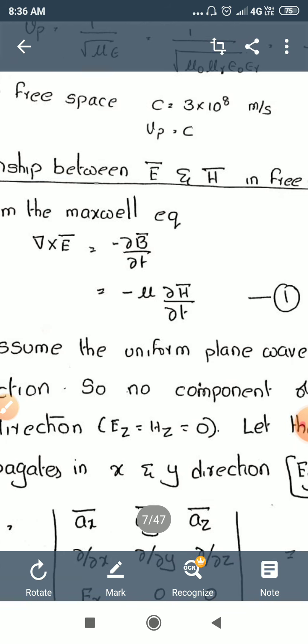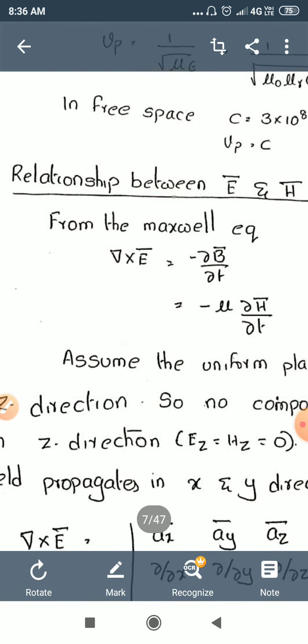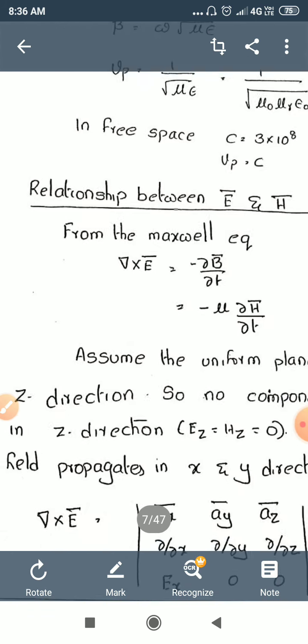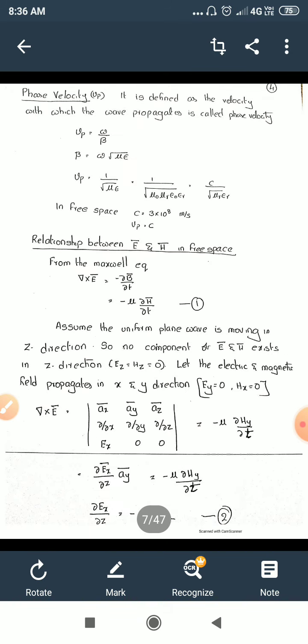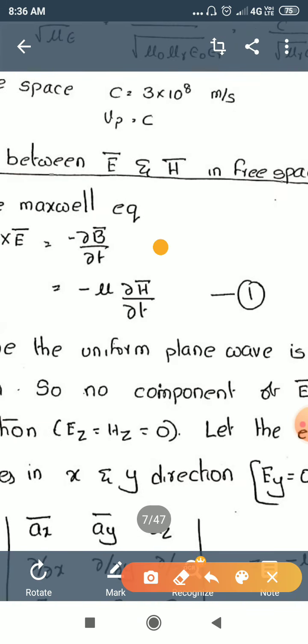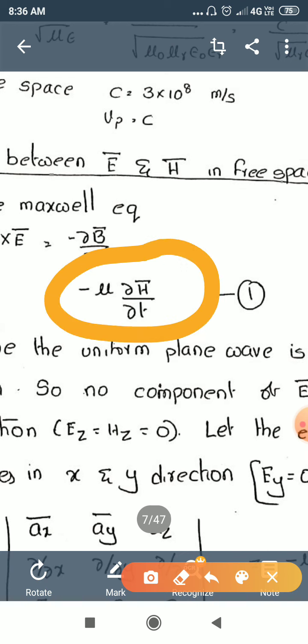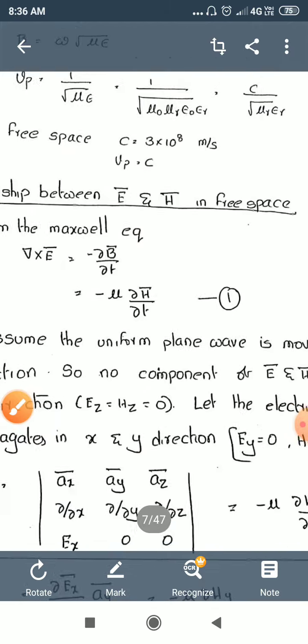If we are expressing in a Cartesian coordinate system, say for example, if Ex equal to 0, then Hx is not equal to 0. If Ey is present, then Hy is equal to 0. Already you know that one. Now we will get the relation between E and H. Take Maxwell's equation. So what is Maxwell's equation? We have del cross E equal to minus dou B by dou t. In the place of B, we can substitute mu into H.